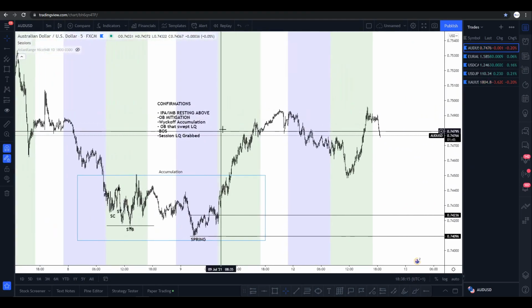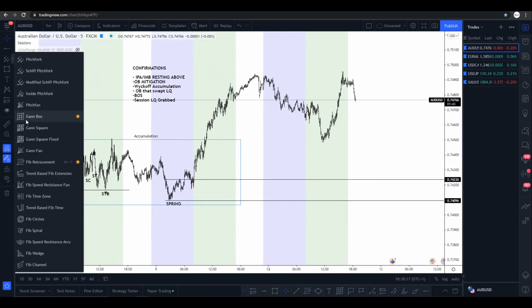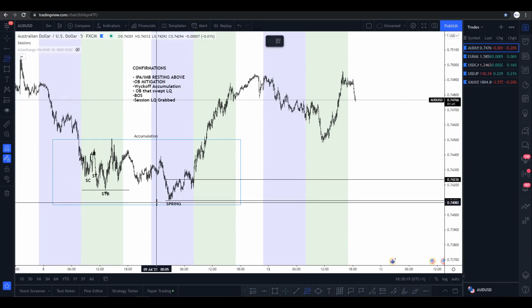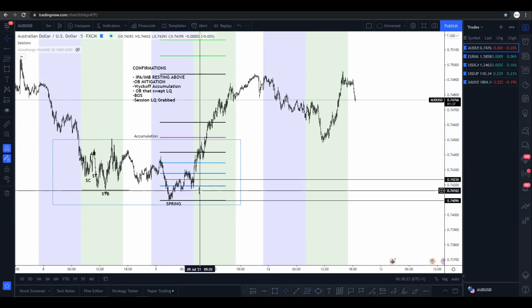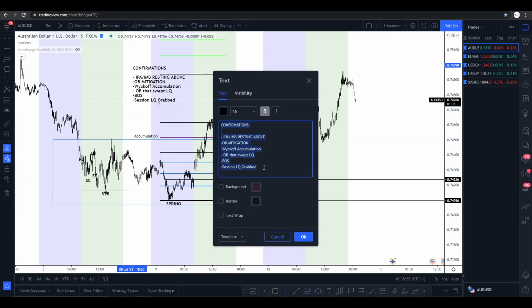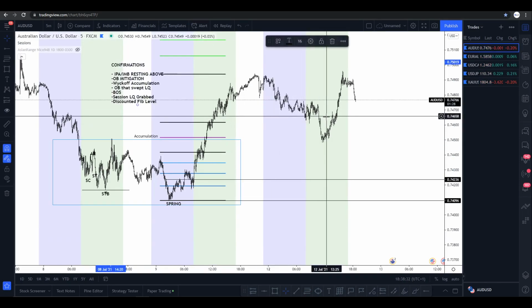So we have that. Now if I also take my Fibonacci, which I will do right now, and I highlight this up to this, we can see that our point of interest is inside a discounted level. So this is even more confirmation. Fib level. So discounted fib level.